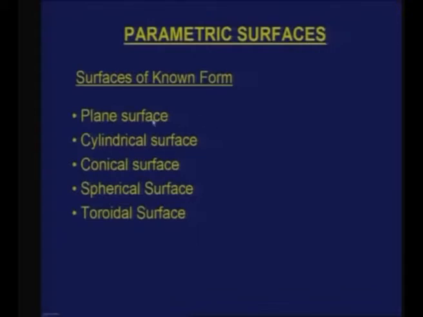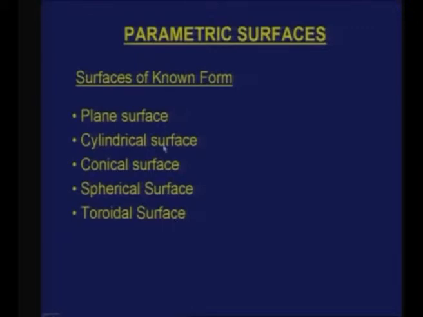We are familiar with these surfaces, we know what a plane surface is. When you say a known form, the form is also known. For example, a plane surface has a known form called flatness. Then you have a cylindrical surface, which has a known form called cylindricity. Then you have a conical form, sometimes called conicity, and you also have a spherical surface which represents a form, sphericity, and there is toricity, which is a toroidal surface.